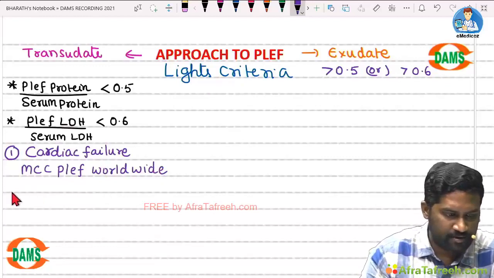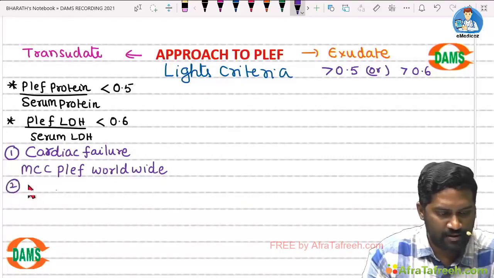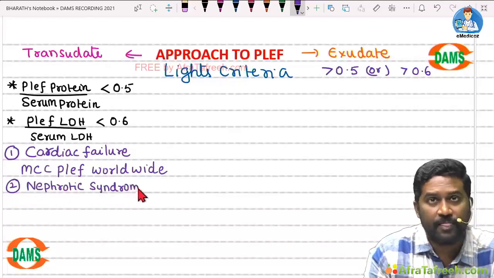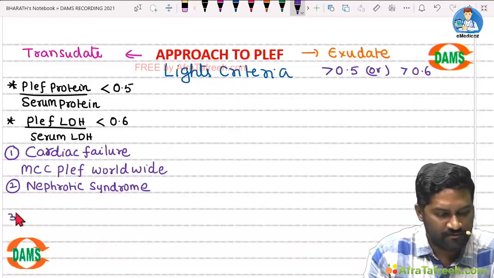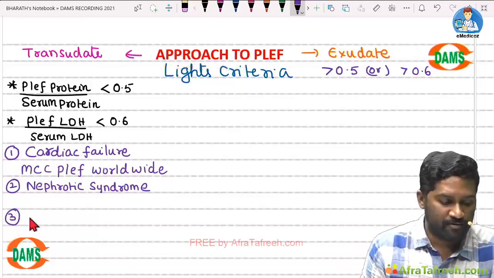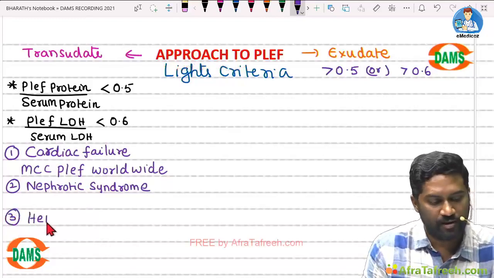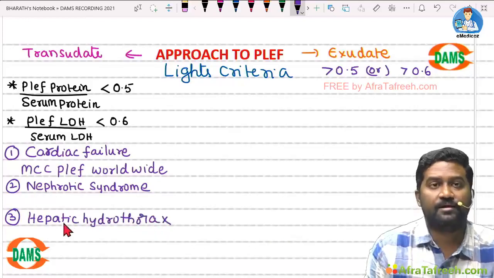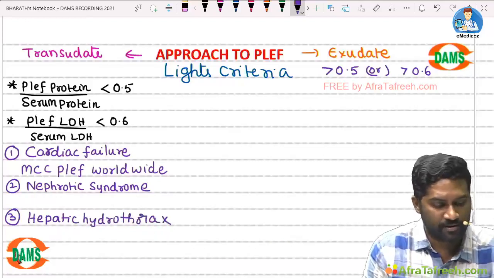The next important system can be the kidney. Involvement of the kidney will cause nephrotic syndrome. Then the third important system is your liver. If liver disease is responsible for pleural effusion, this phenomenon is called hepatic hydrothorax.